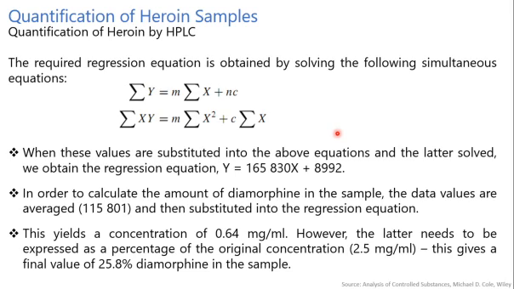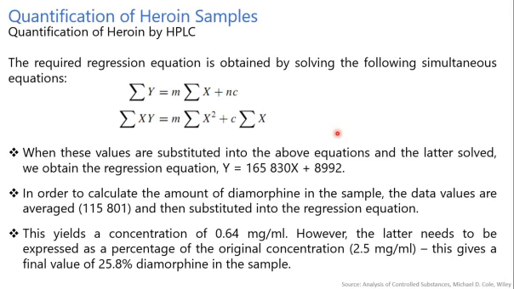The required regression equation is obtained by solving the following simultaneous equations, as we have performed in the GC quantification. The same kind of equation is used here also, that is the regression equation. When these values are substituted into the above equations and the latter solved, we can get a regression equation y equals 165,830x plus 8992.